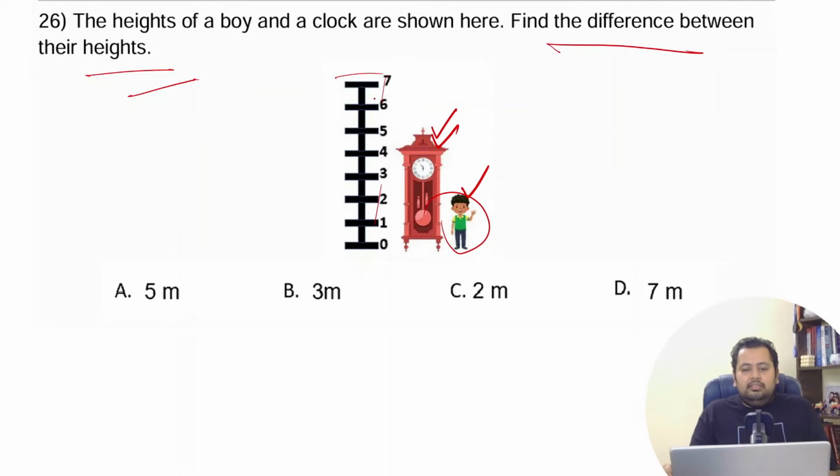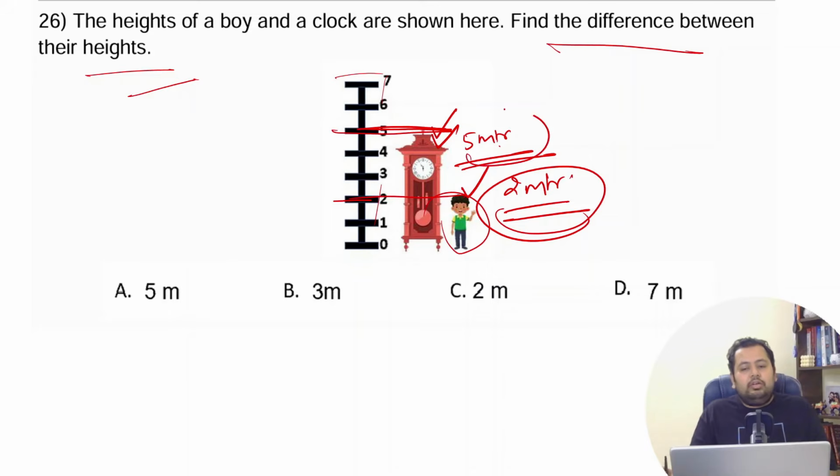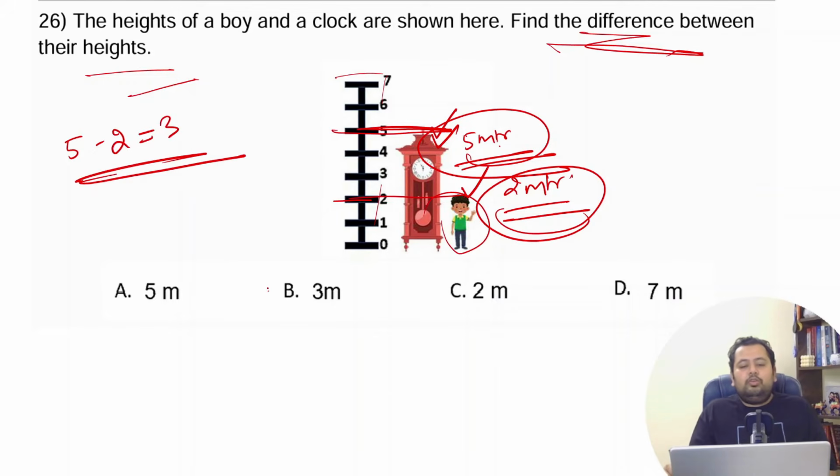Great. Again, easy one. So the height of the clock is how much? It is 5 meters, correct? And height of the boy, if we do a straight line over here, it is 2 meters, right? So the difference between them is nothing but 5 minus 2, that is equal to 3. So option B is the correct answer. Hope you got it correct. If you did, give yourself a star. And now we move to question number 27.